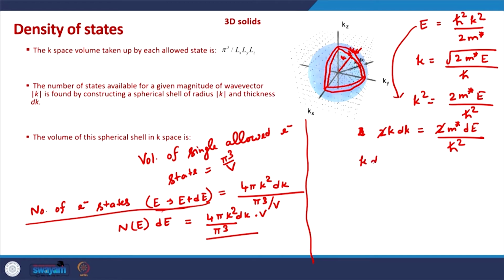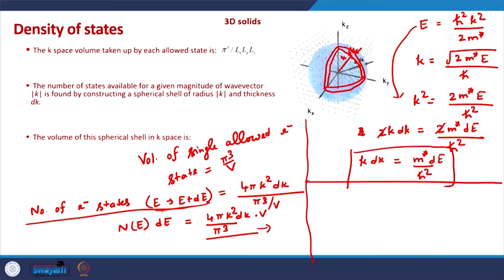So, k dk is equal to m star dE by h bar square. So, this we will put here in this expression. By using this relationship and this E relationship for the k value, dE is 4 pi, and pi cube becomes pi square.